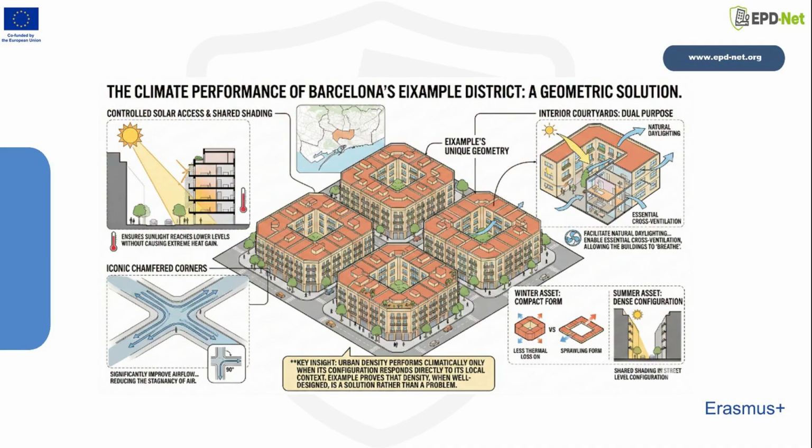Note the iconic chamfered corners of the blocks. These are not merely for traffic visibility, they significantly improve airflow at intersections, reducing the stagnancy of air. This compact form is a winter asset as well, as it reduces overall thermal loss. In the summer, the shared shading provided by the dense configuration effectively mitigates overheating at the street level. The key insight here is clear: urban density performs climatically only when its configuration responds directly to its local context. Our example proves that density, when well designed, is a solution rather than a problem.